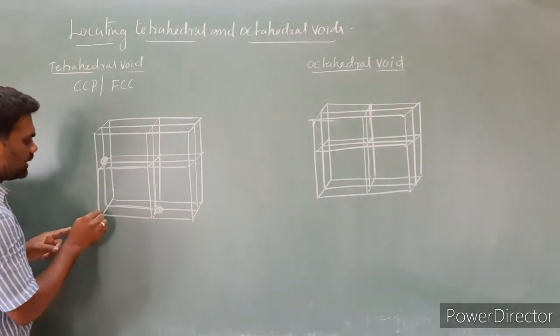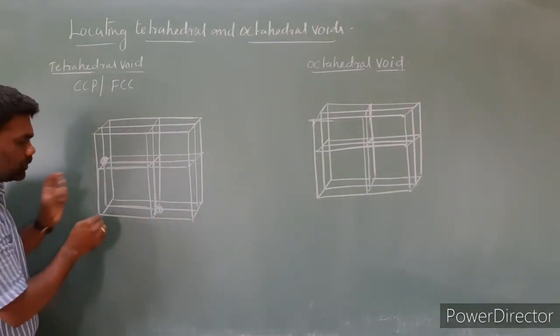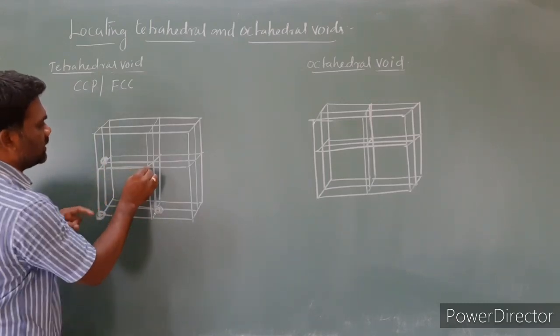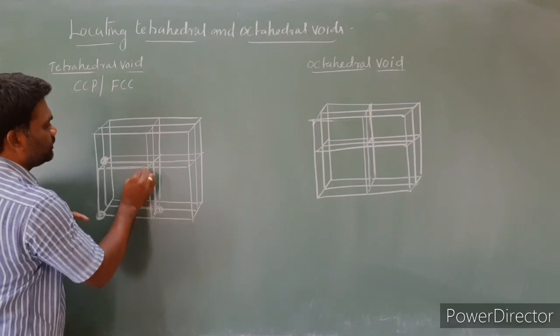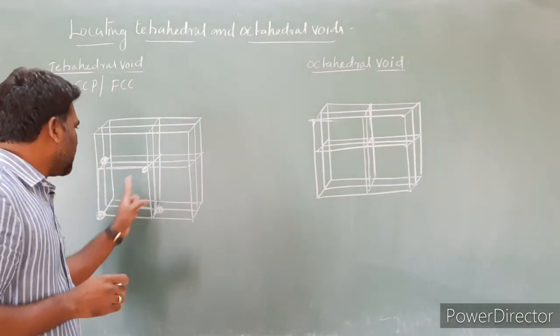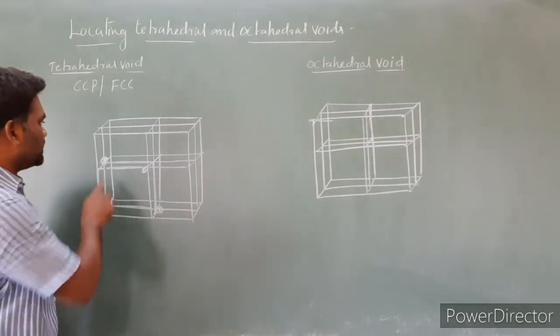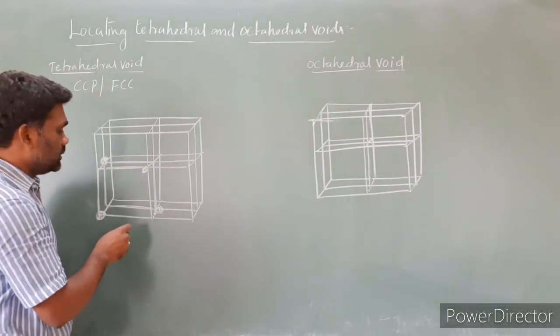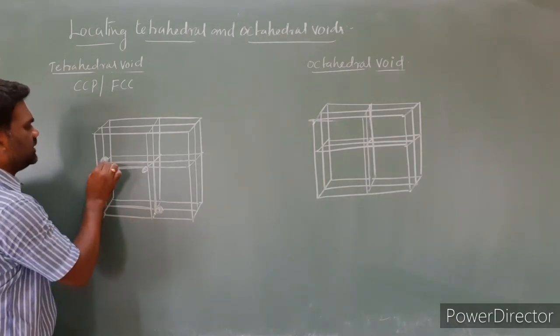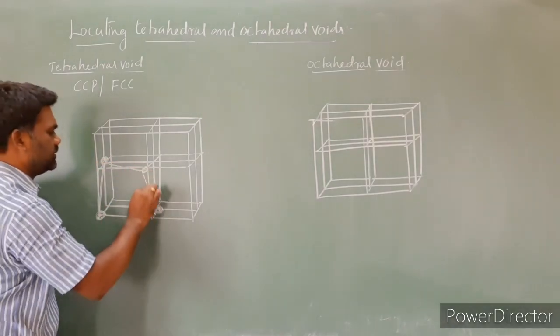And I am taking 2 corner atoms for this first small cube. This is the corner atom, and this is the other corner atom. So 2 face center atoms and 2 corner atoms I took for a small cube, and the centers of these spheres we have to join like this.